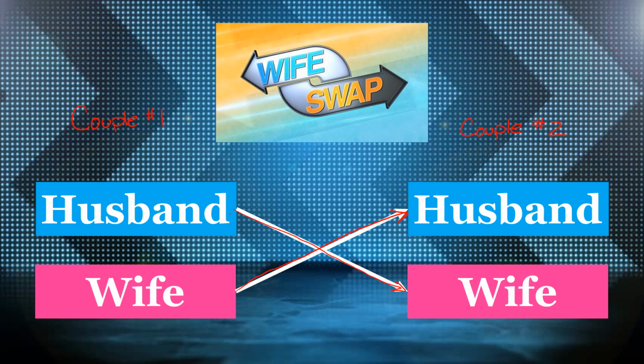And when we do this in chemistry, we are going to be matching up the cations with the anions. So think of the husbands as the cations and the wives as the anions. So cation from couple one matches up with anion from couple two. Anion from couple one matches up with cation from couple two.